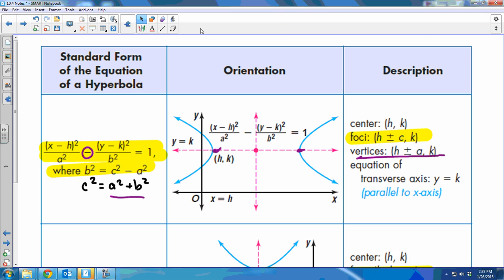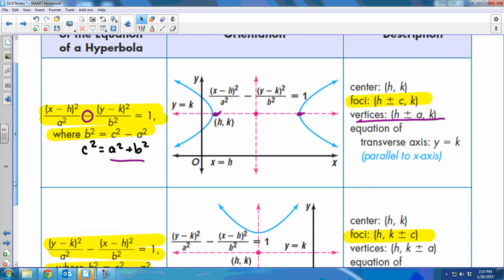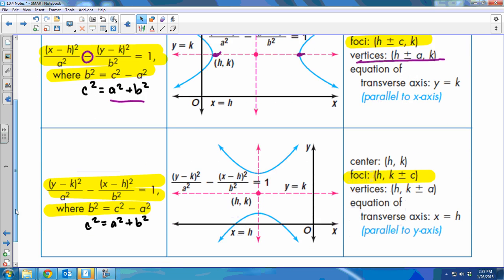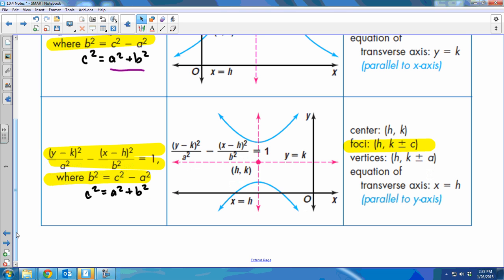And then we also have a vertical orientation. So with ellipses, you have x and y fractions which can be in any order. In this case, the order is important: the x fraction and the y fraction matter for the orientation.